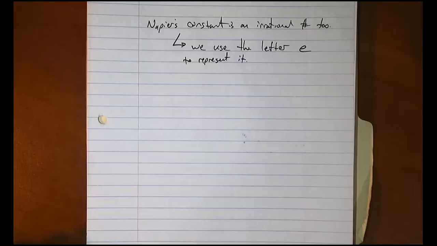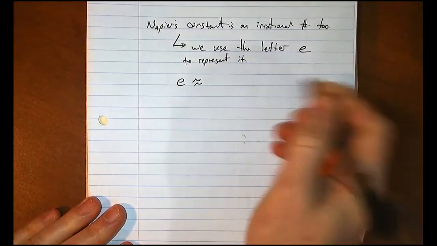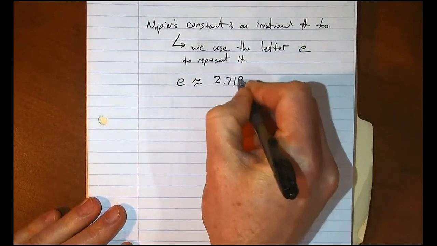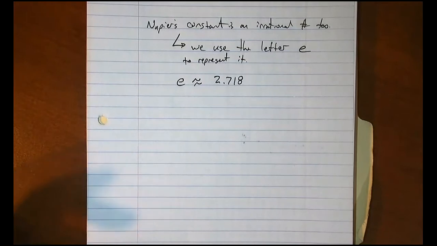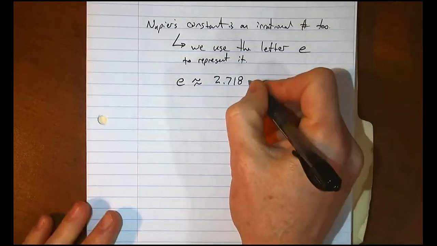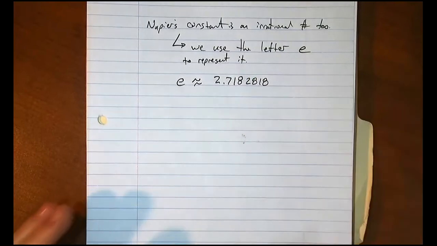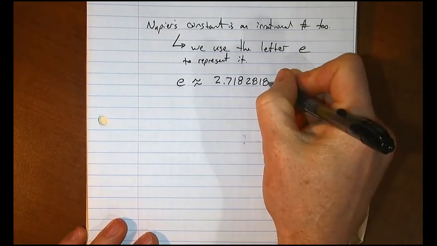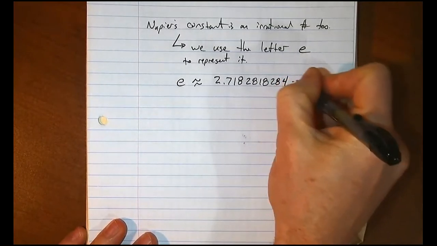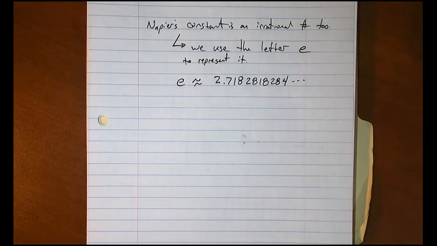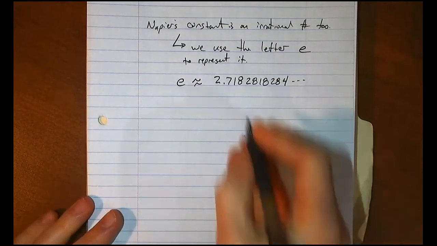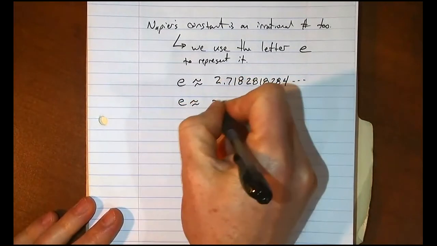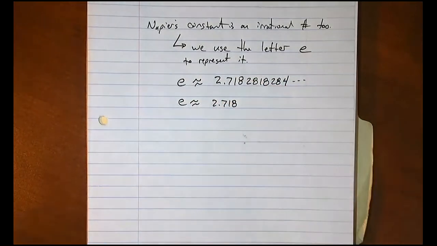Let's write this down. E is approximately equal to 2.718. That's what I remember. It does keep going. In fact, the first part continues with a pattern. It looks like there's a pattern as you keep going, but then after this next 8, it breaks down. It looks like there's a pattern, it's just that the pattern doesn't continue forever. So what I remember is 2.718, and that's what I use. So this is what Napier's constant is.